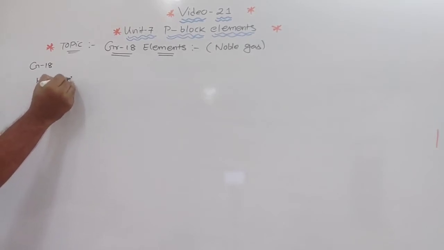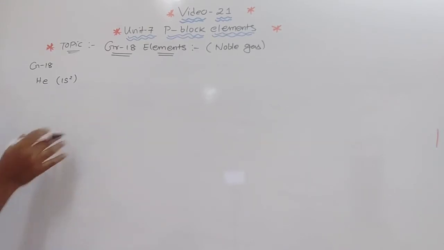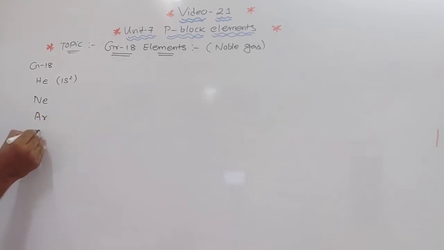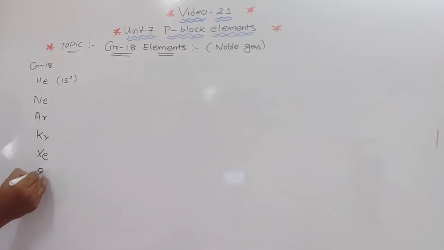Now helium is the only one which has 1s2 configuration, all others have ns2 np6 electronic configuration. So helium, then neon, argon, krypton, xenon, radon and oganesson. Oganesson means its symbol is Og. This is the 118th element.